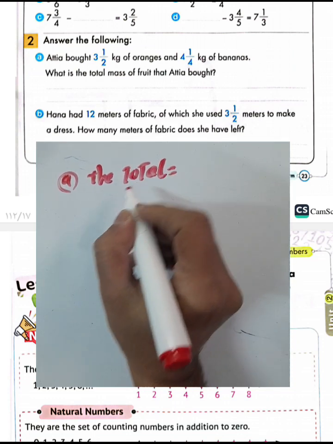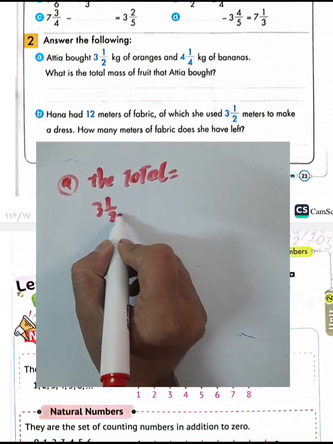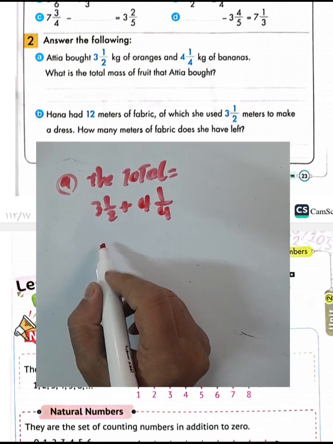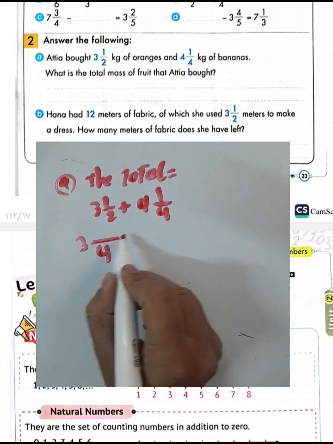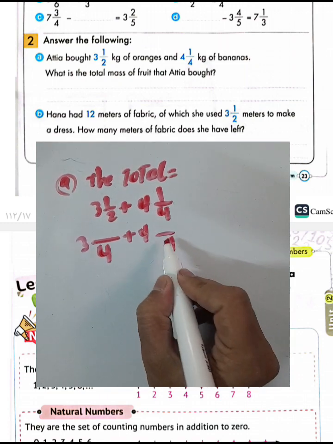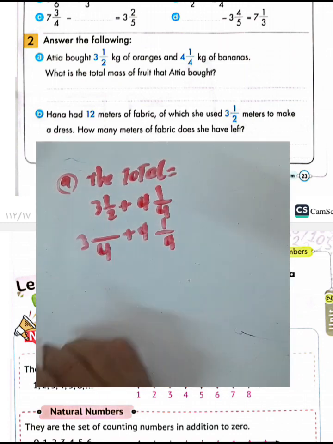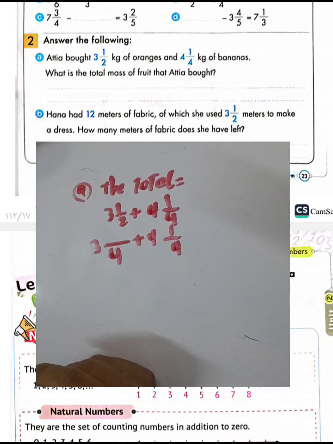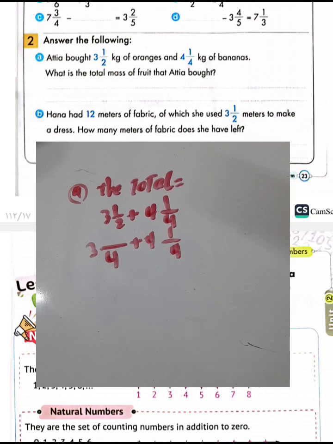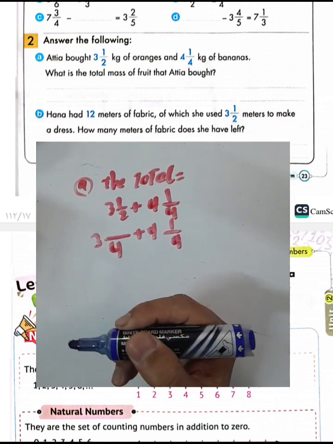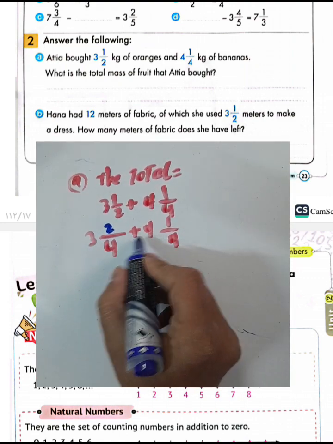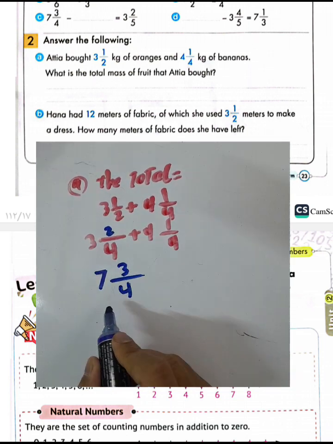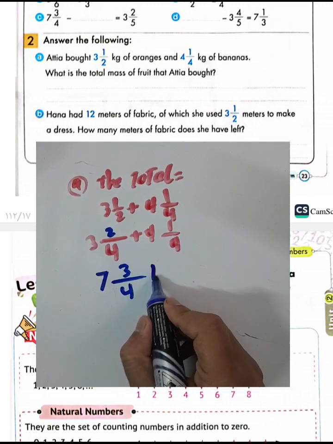The total will be 3.5 plus 4.25. Then you can write the least common multiple between the two denominators. Here it will be 4, because 4 can be divided by 2. Then we call 4 the least common multiple. So 2 times 2 equals 4 and 2 times 1 equals 2. Then 4 plus 3 equals 7, and write 4 in the denominator. 2 plus 1 equals 3. The result will be 7 and 3 over 4 kilograms.